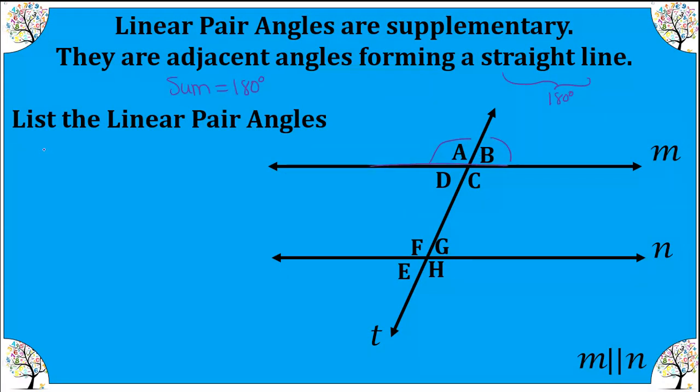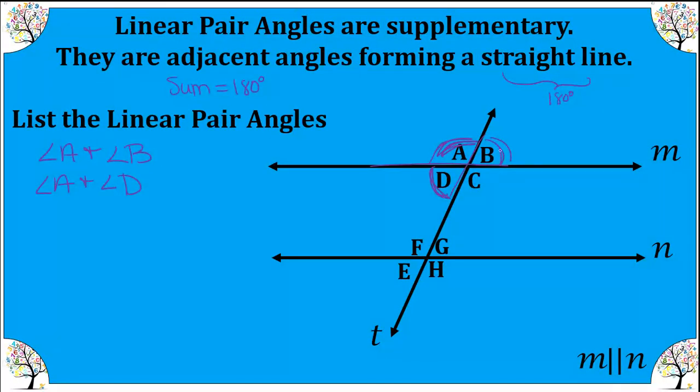So I'm just going to list these. There's no notation really. I'm just going to say angle A and angle B are a linear pair. Now, A is also linear to D. So I'm going to say angle A and angle D are a linear pair. They create the transversal line. They are 180 degrees.